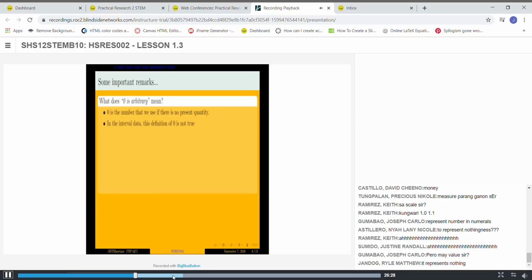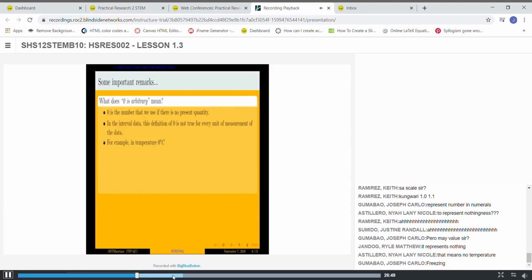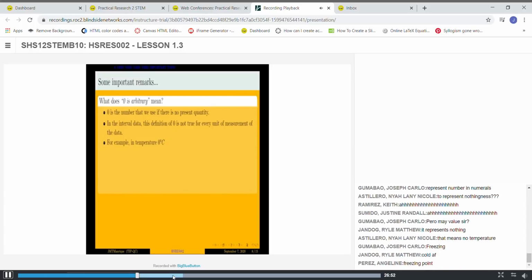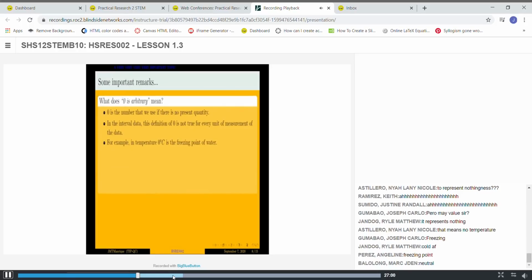It's not always true in interval data. Now, let us consider an example. Temperature. Temperature is an example of interval data. What do we mean by 0 degree Celsius? That means no temperature. Hindi ah. Yes. 0 degree Celsius is the freezing point of water. Ordinary water. Tubig tabang. Okay?